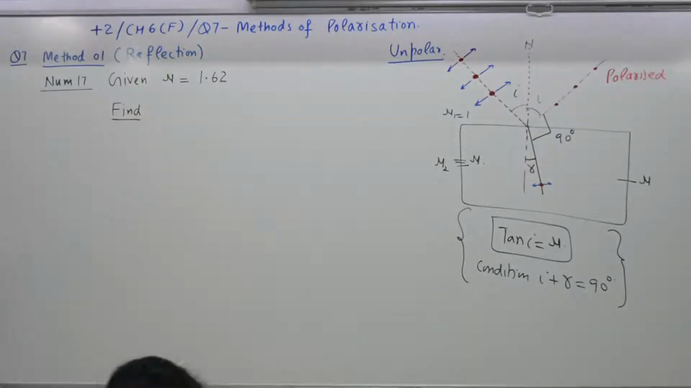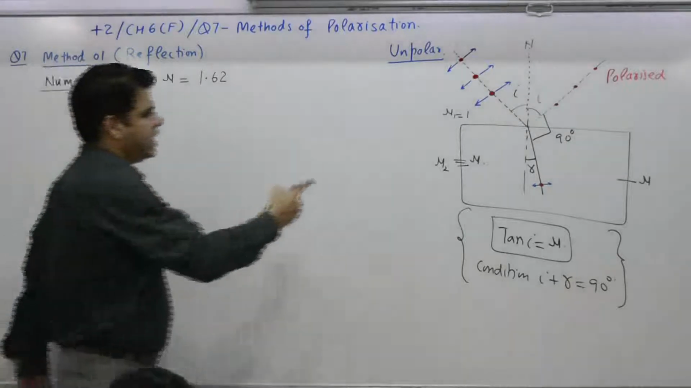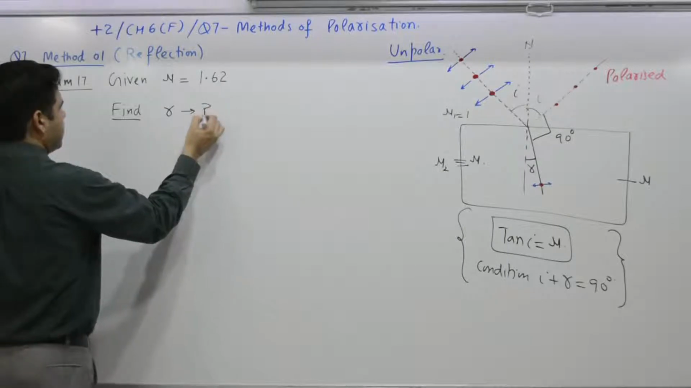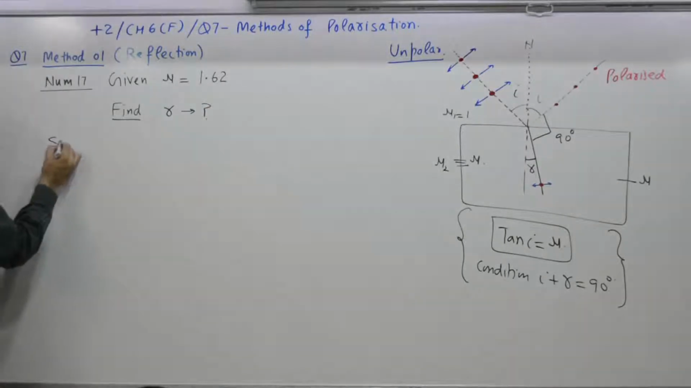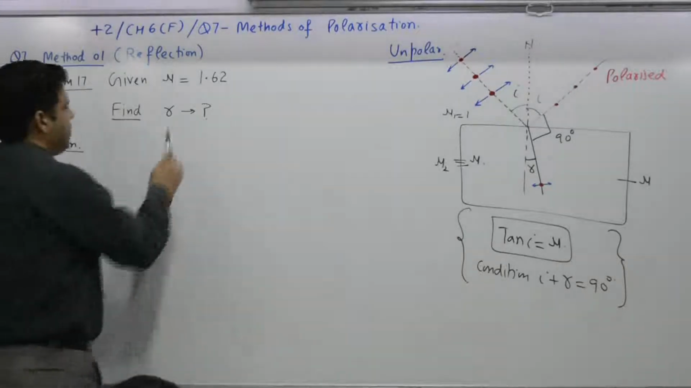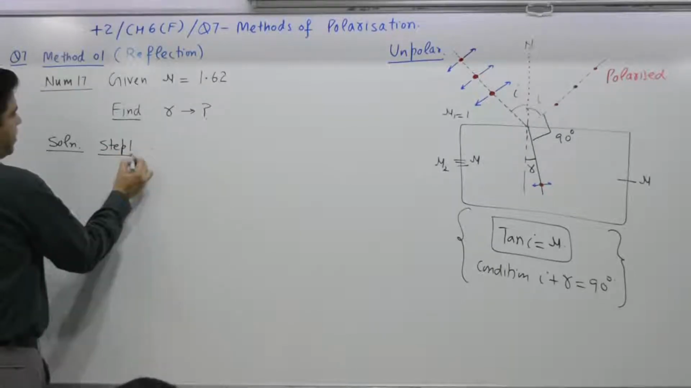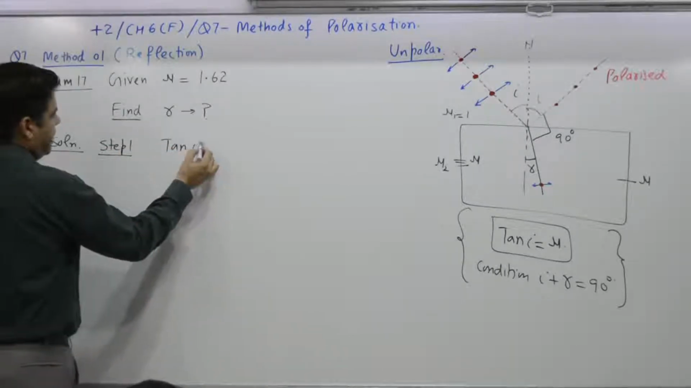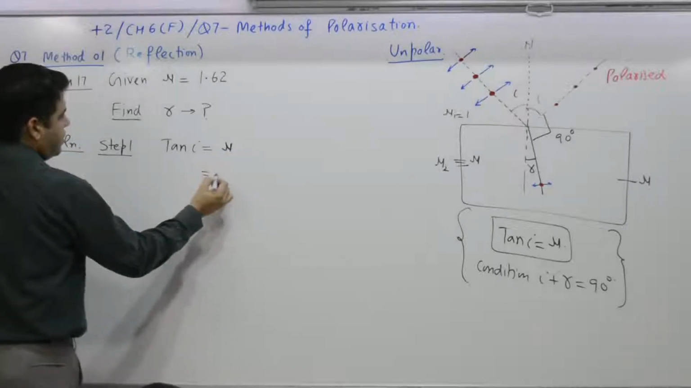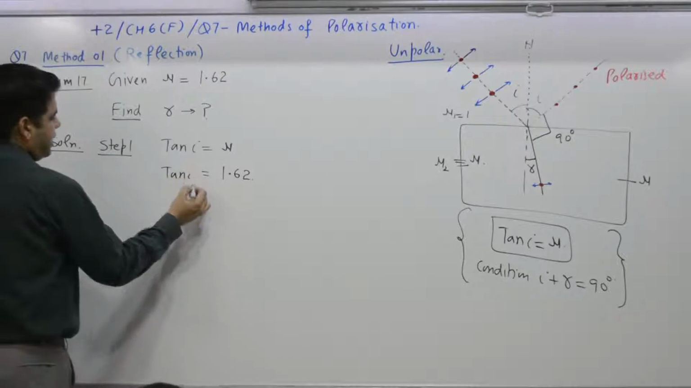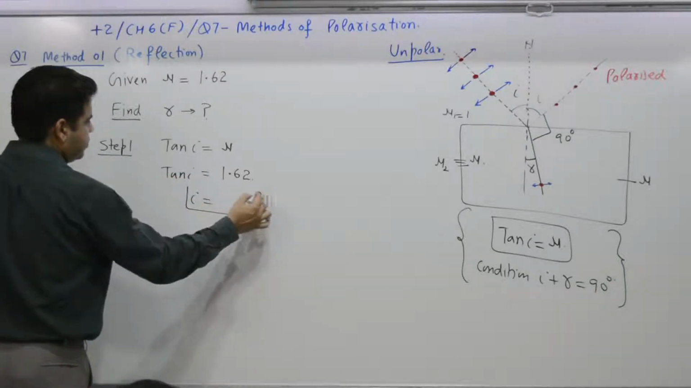Angle of refraction, that is this angle R. Refraction R you have to find out. If nu is given, step 1. Tangent I is equal to nu. It is 1.62. Tangent I is 1.62. I is equal to what?